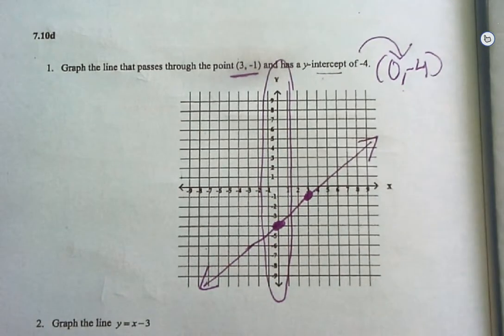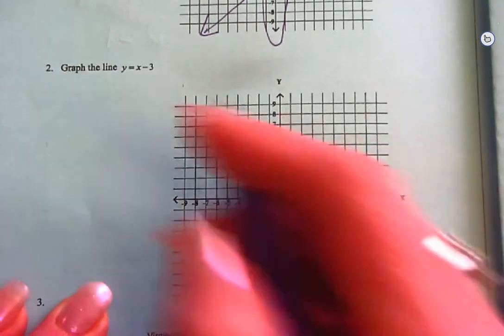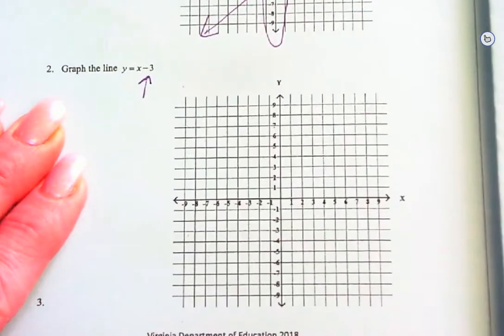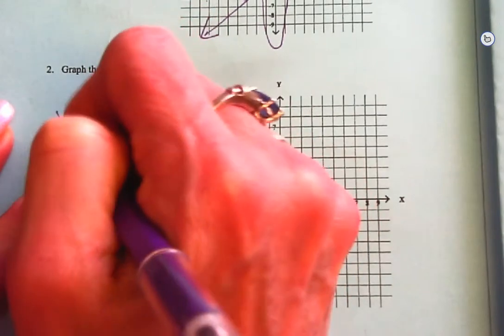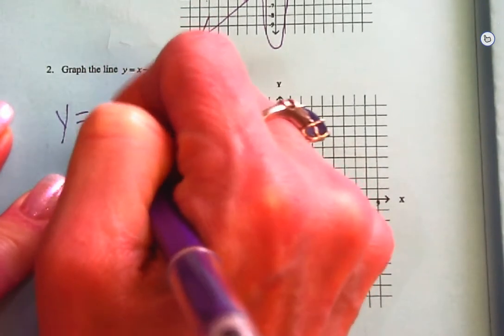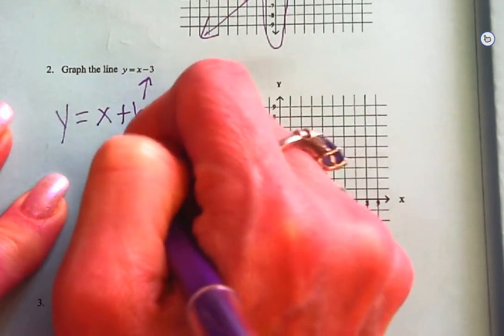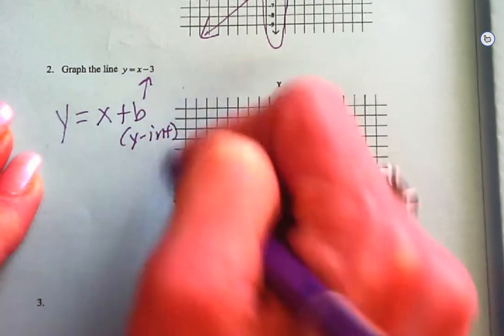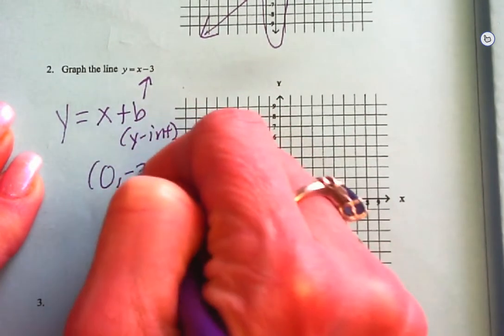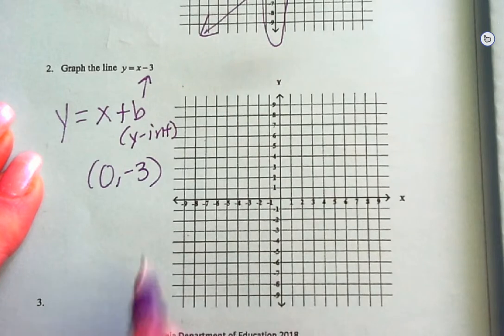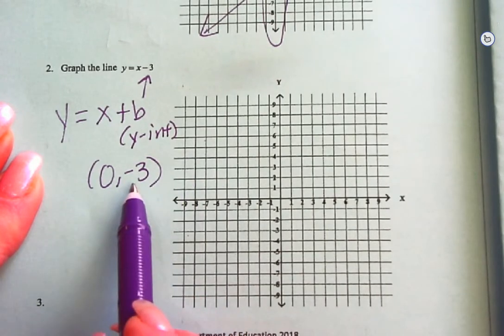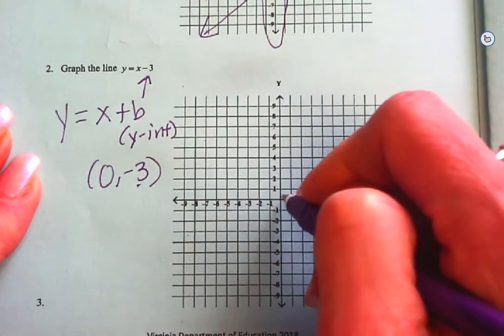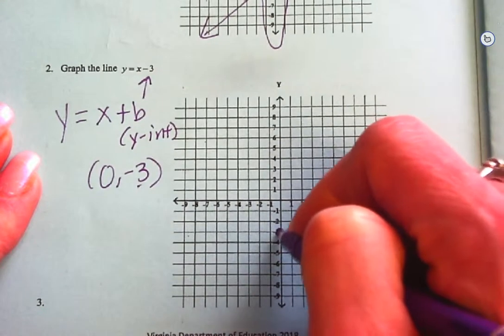Whereas with slope, you start at 0, 0, or the point that's given, and you do rise over run. Okay, for this one, I'm going to identify the y-intercept. Remember, the y-intercept is the number that's added or subtracted, because y equals x plus b. B is the y-intercept. So it's 0, -3. So you're going to plot your point at 0, -3. You're going to plot your y-intercept right here.